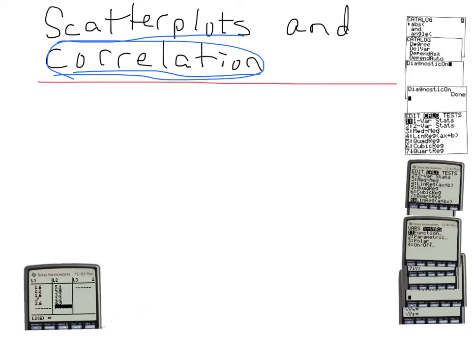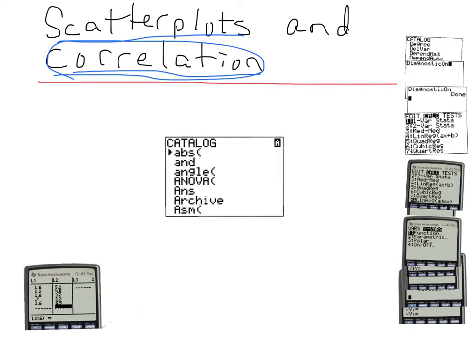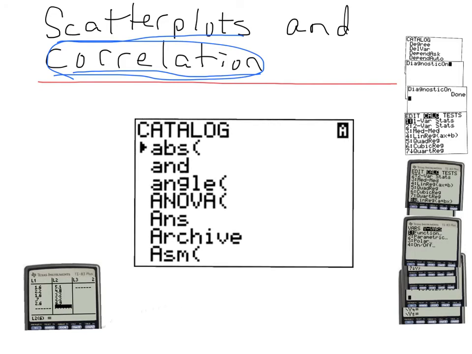So first, I'd like you to press catalog. And the catalog button is shift or second 0. That's where you'll find that word. And then, once you've pressed catalog, let's get a little blue line on there.